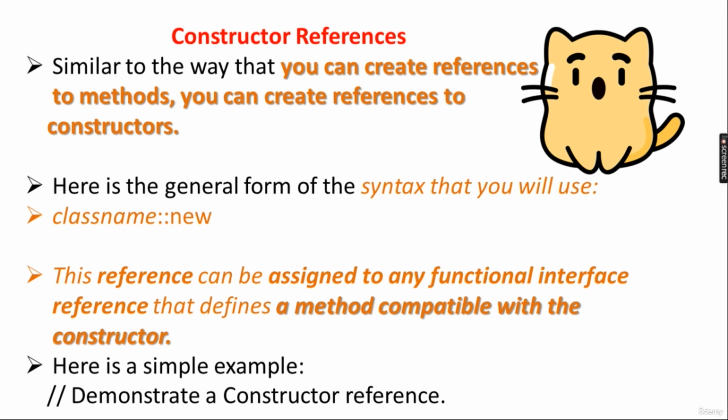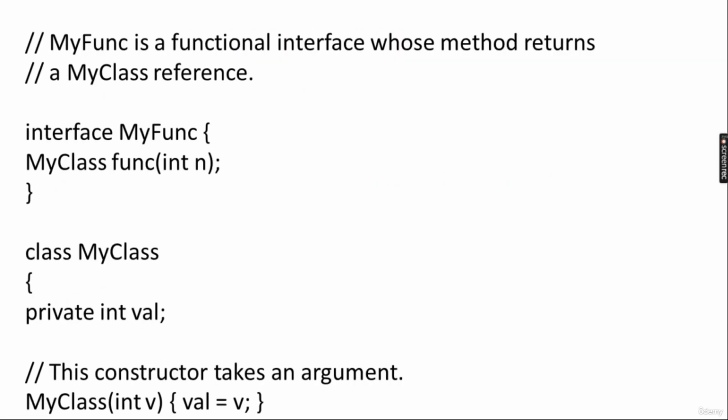Compatible means similar method, same structure, same return type, same number of parameters, same sequence of parameters, same type of parameters. That is called a compatible method. Same to same method, if any functional interface declares the same method as that of the constructor, then in that case, you can use this reference ClassName double colon new to that particular functional interface. Now we will see the example that demonstrates the constructor reference.